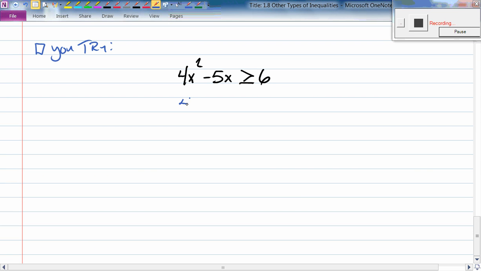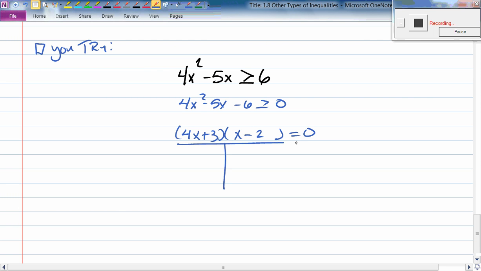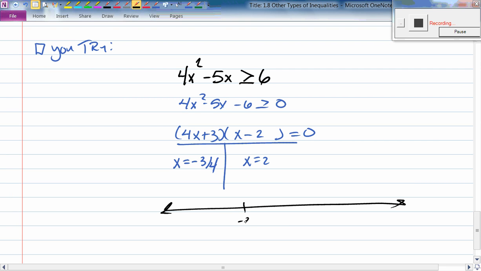Did you get 4x squared minus 5x minus 6 greater than 0? Okay, good. Factor, you should have got 4x plus 3 and an x minus 2. If I set this equal to 0 to find my zeros, x is going to be negative 3/4 or x is going to be 2. So far, so good? Okay, when you check your number line, here's negative 3/4.